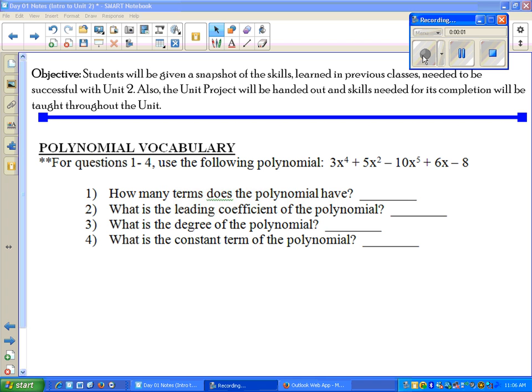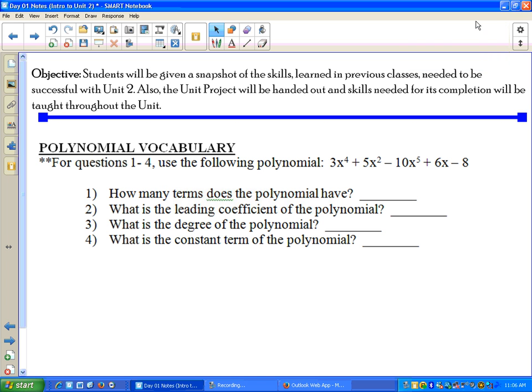Do some taping. So here we go. We're talking about parabolas, and we're talking about quadratics, and we're remembering things that we've done before. This is right out of your course pack, the skills on page 201. Students will be given a snapshot of the skills learned in previous classes needed to be successful with Unit 2. Also, the unit project will be handed out, and skills needed for its completion will be taught throughout the unit.